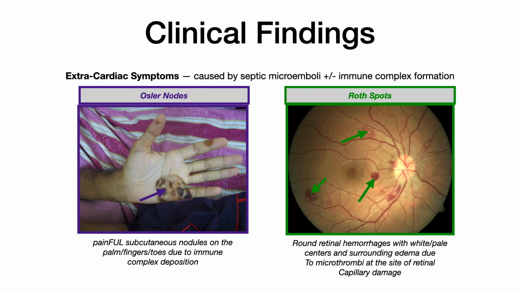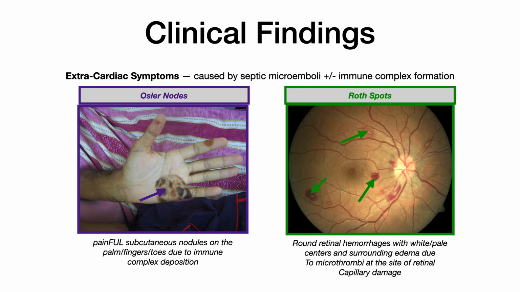So again, the body is recognizing that there's this foreign vegetation, there's this inflammatory cascade happening. The body's like, I don't like that. So it makes immune complexes. But those immune complexes inadvertently get deposited into the palms, into the fingers, into the toes, and that creates these painful nodules. So those are Osler nodes.